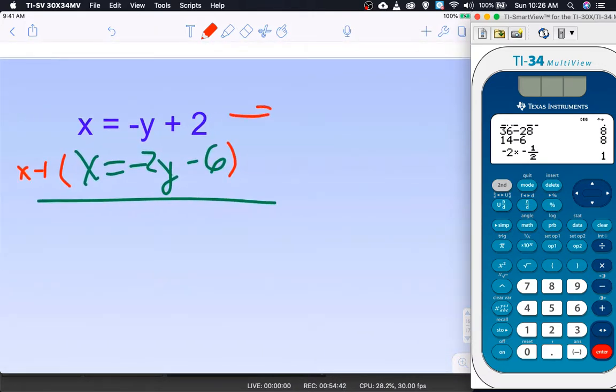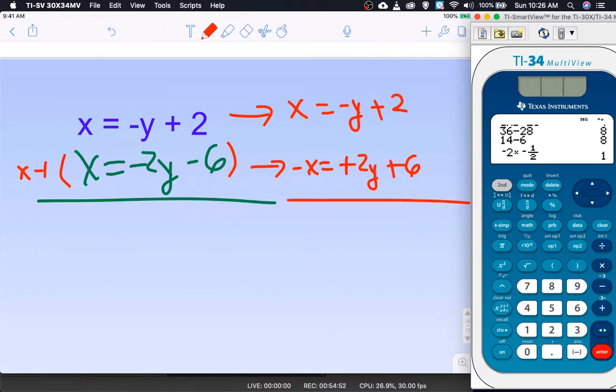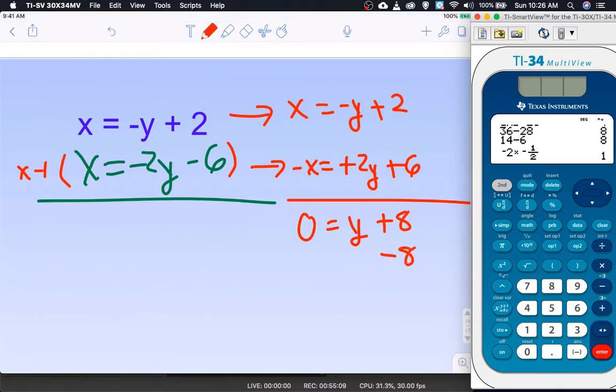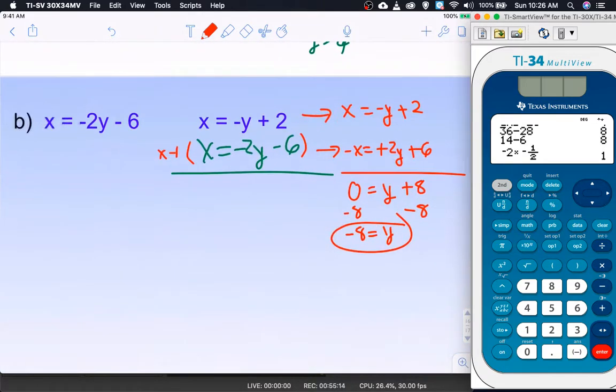So if I rewrite both equations, the top one stays the same. The bottom one gives a negative x equals a positive 2y plus 6. And now I eliminate. X plus negative x is 0. It eliminates. It cancels out. Negative y plus 2y is positive 1y. And 2 plus 6 is 8. Solve the equation, subtract 8 on both sides, and y equals negative 8. That is the y value of my solution.